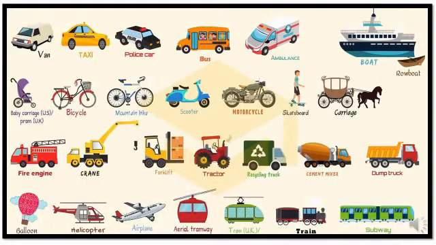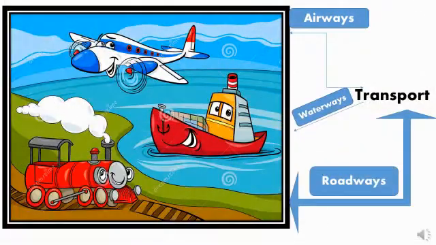Slowly, men invented the cycle, scooter, car, train, aeroplane, ship, etc. Today, there are fast modes of transport which can cover longer distances in very less time. India has a well-developed network of transport. These vehicles can be divided into three groups, that is roadways, waterways and airways.